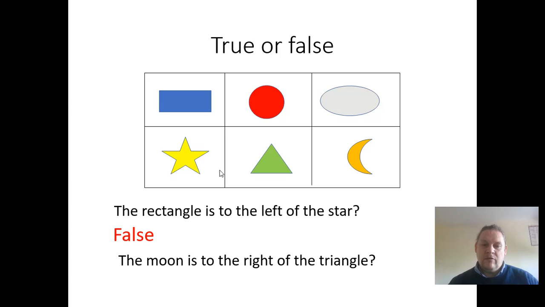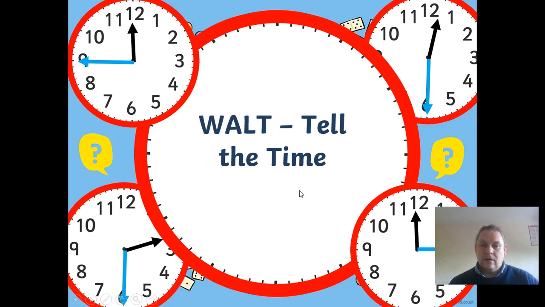The moon is to the right of the triangle. The triangle's here. The moon's here. So the moon is in this direction from the triangle. Is that to the right of the triangle? Yes, it is.